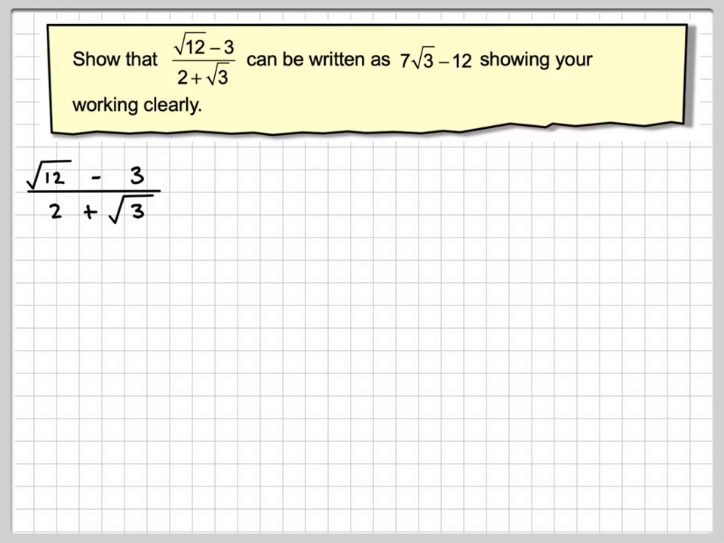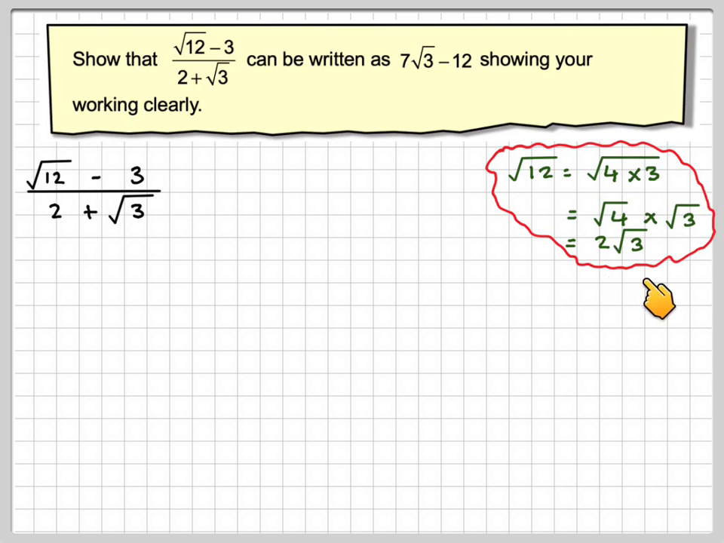Now, the secret of this question is to realise that a square number will go into 12, i.e. 4 will go into 12 exactly, and 4 is a square number, so you need to just look at that. This is not in its simplest form. So, let's have a look at the square root of 12. Square root of 12 can be split up as the square root of 4 times 3, and you can separate the square root sign, so it becomes the square root of 4 times the square root of 3. Now, the square root of 4 is 2, so this becomes 2 root 3. So the first step is to replace this here with 2 root 3. And then we'll just write down the same thing again.